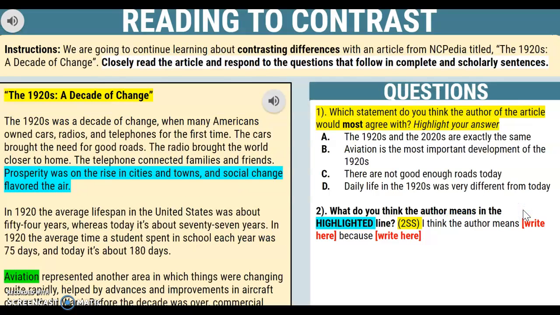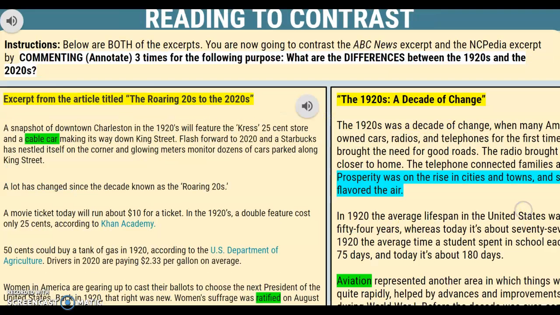In our second article for our reading to contrast section, you're going to read the article and respond to the questions that follow in complete and scholarly sentences. Finally, we're going to look at those 2 articles together and continue practicing our contrasting skills. You're going to annotate or comment 3 times for the following purpose. What are the differences between the 1920s and the 2020s?